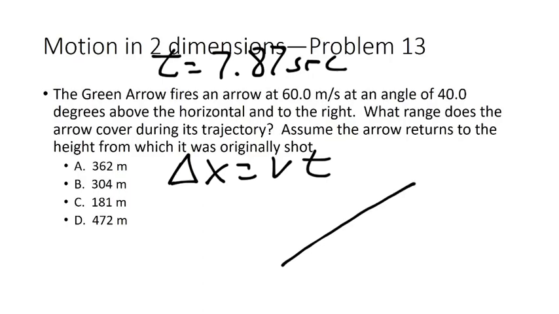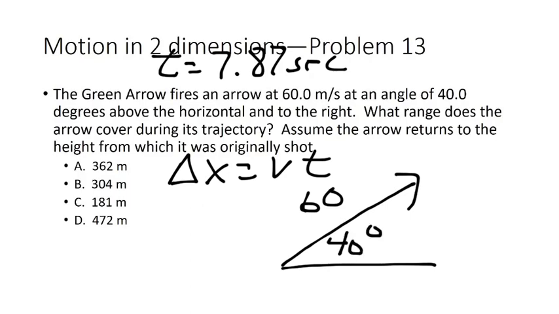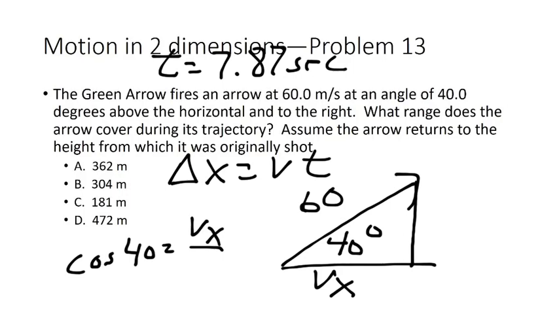So let's draw back in our original vector of 60 meters per second at an angle of 40 degrees above the horizontal and to the right. Let's draw down a 90. And in this case, let's solve for this horizontal component. To do that, we're going to say the cosine of 40 equals adjacent, which is our Vx, over the hypotenuse of 60. And we're going to solve that out. So the cosine of 40 times 60 is going to give us 46 as Vx.